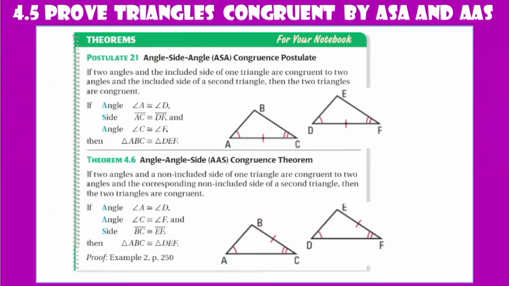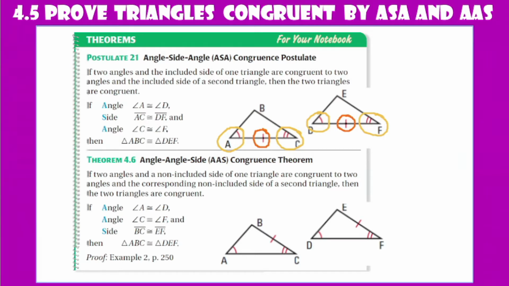Let's prove triangles are congruent by ASA and AAS. The angle-side-angle congruence postulate says that if two angles and the included side of one triangle are congruent to two angles and the included side of a second triangle, then the two triangles are congruent. Here's what that means. We've got our angle, our second angle, and the included side being the one that's right in the middle of those two angles. If we have that set up, then we know that those triangles are congruent to one another.